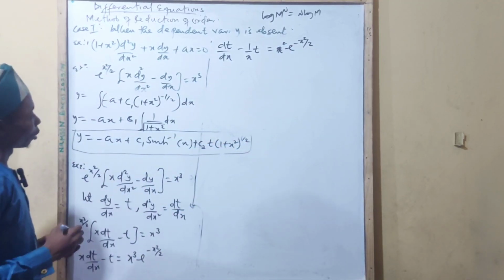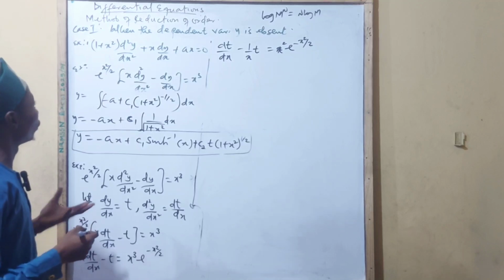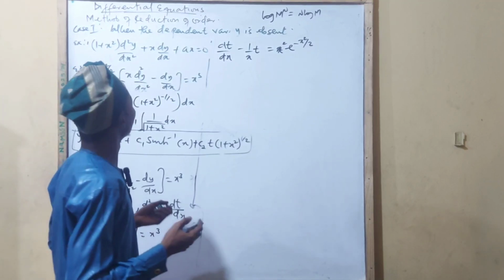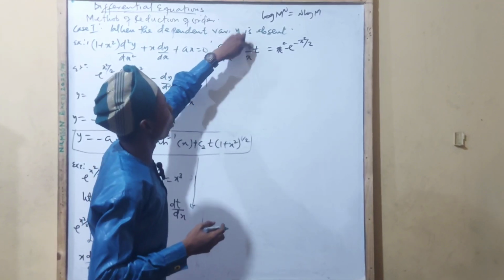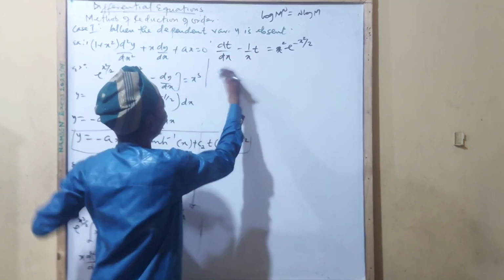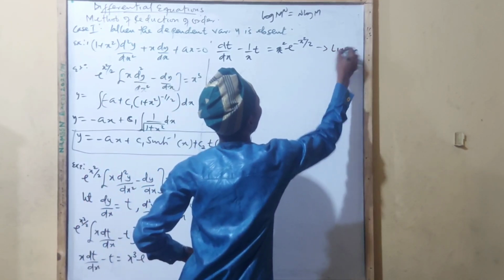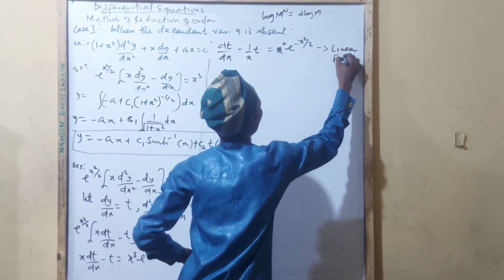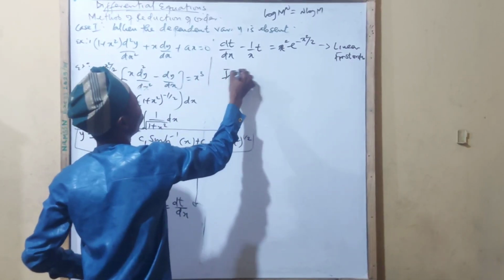Not every time will the differential equation turn to linear, not all the time, but the one we are solving here, they are just turning to linear differential equation. So this is our p of x. From here now, we find this is a linear first order equation. And then we find the integrating factor.